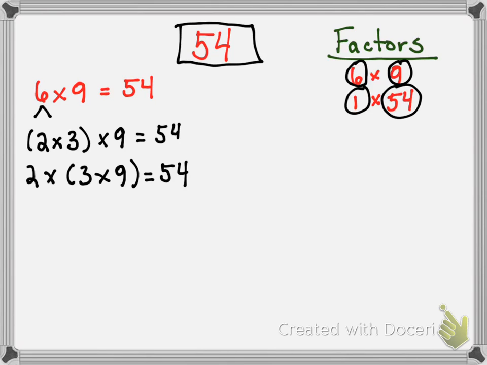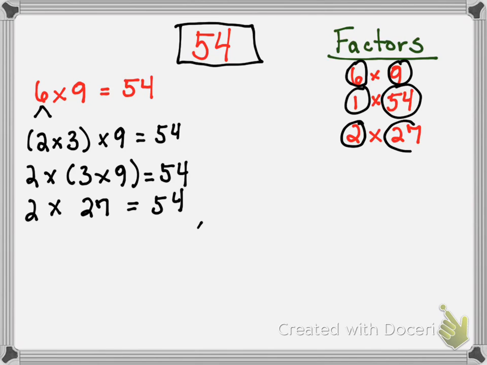Remember, associative property is that we can group the numbers in any way, and we're still going to get the same product. Now what we're going to do is do 2, and we're going to solve it. 2 times, what is 3 times 9? That's 27. 2 times 27 is equal to 54. And you look at that. We just found more factors of 54. Now we can add them over here. They are 2 times 27. We just added 2 more factors.